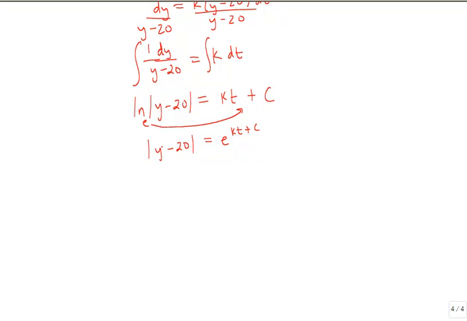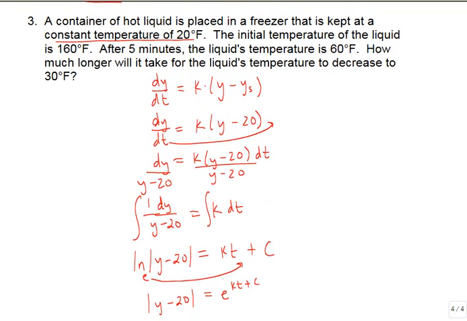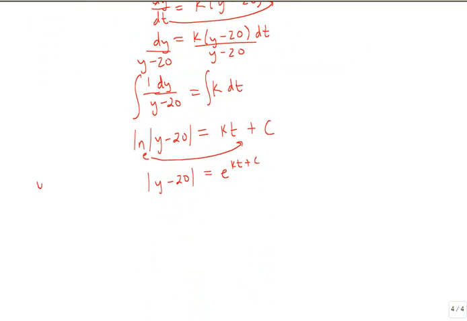Now we can assume in this problem that the temperature of our object is going to stay at 20 degrees or higher because the temperature of the freezer is 20 degrees. You can't get colder than that inside of that freezer. So what that implies, since our y is going to be greater than or equal to 20 degrees, is that this difference right here will always be positive. So that just allows me to drop those absolute values.